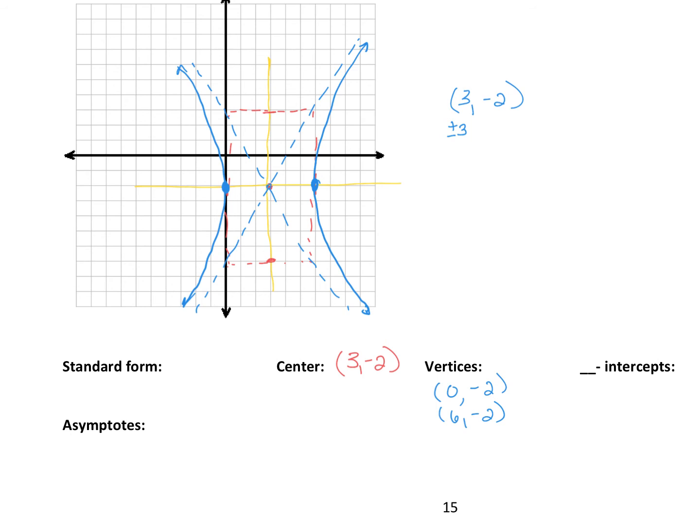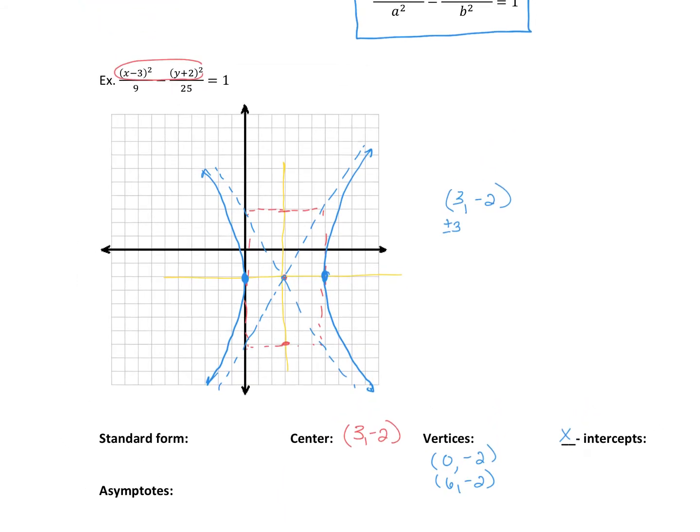The only intercept that we have here, these are going to be the x-intercepts. Well, we can find x-intercepts by letting y equal 0. So if I let y equal 0, let's do that here for a second, I'll get 4 over 25. And then just to make things easier, I'm going to make it 25 over 25 for 1.